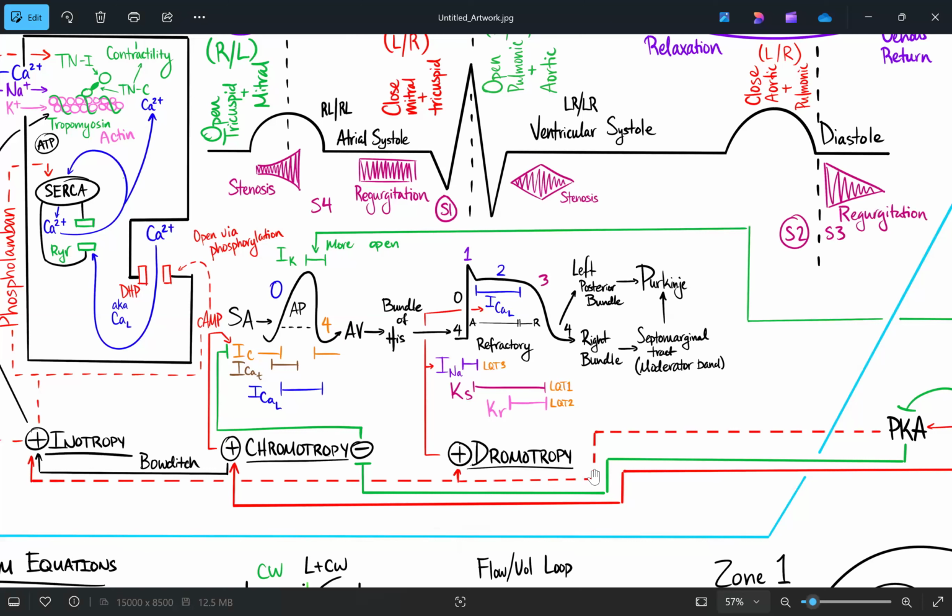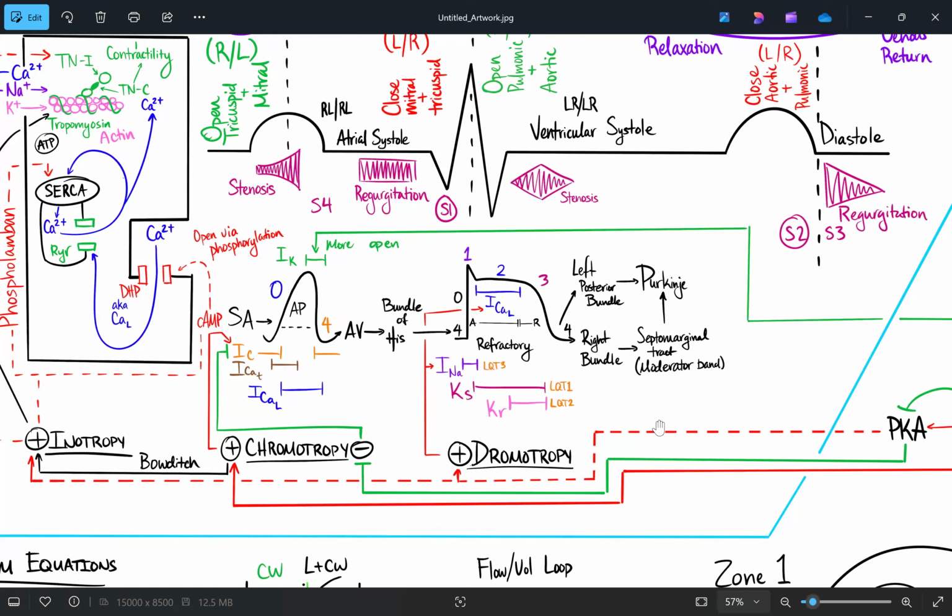Next, you'll go from your SA node to your AV node to your bundle of His, and then that's when you start having your fast action potentials. And so the fast action potential has a different shape. It has a flat phase 4 and a very steep phase 0 compared to the slower phase 0 in the slow action potential.